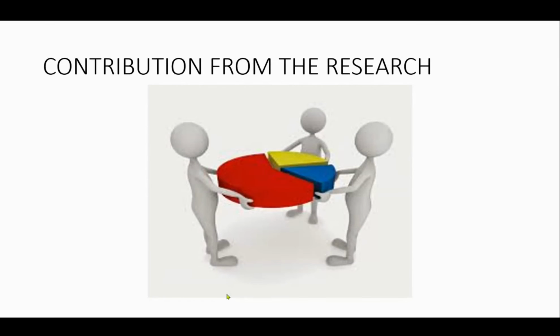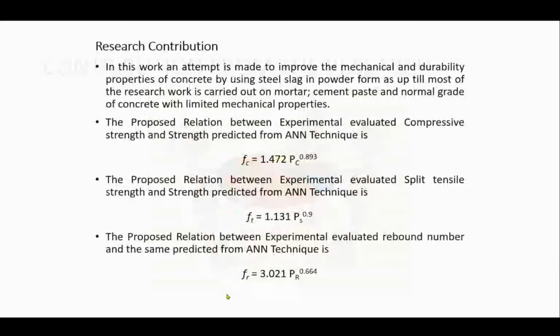Right? What is the contribution from this research? No doubt we discussed in the session, but whatever we discussed is actually the practically implemented thing. I told you there are so many salient features in that particular topic, but due to time limit we are not discussing them. Exactly what is the research contribution? We gave proposed relations to the civil field, the relation between experimentally evaluated compressive strength and the strength we predict from artificial neural network, because we had to deal with around 10,000 specimens.